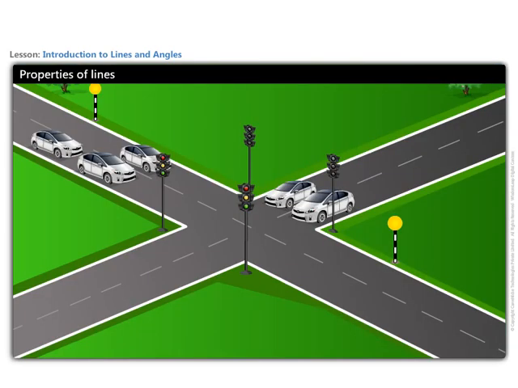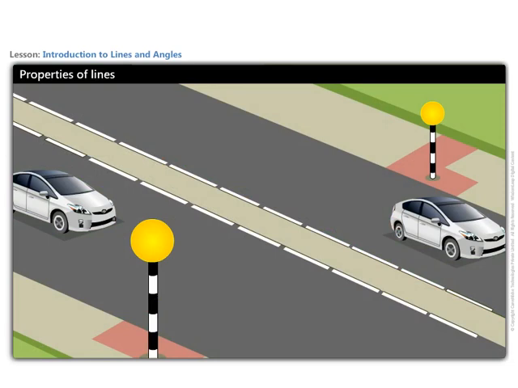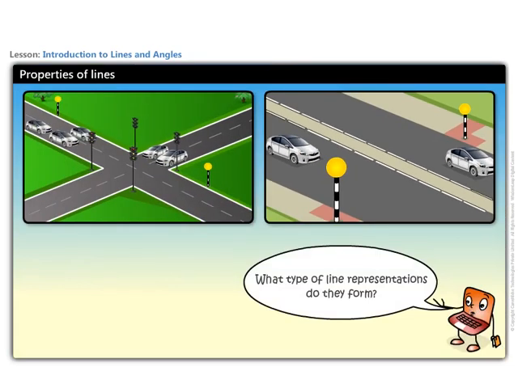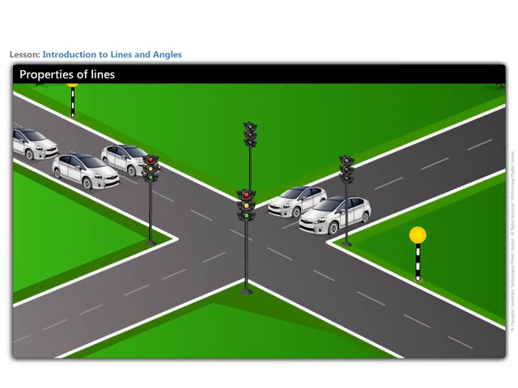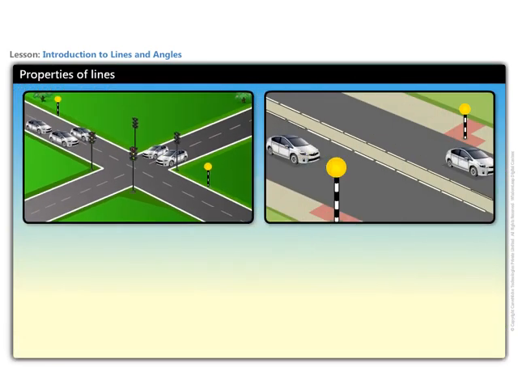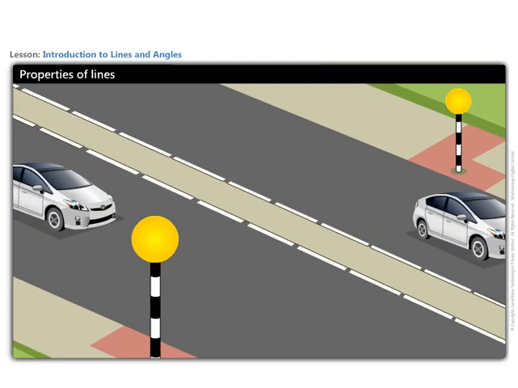We have come across traffic junctions at signals where two roads cross each other, or two one-way roads that allow flow of traffic in one direction. What type of line representations do they form? The crossroads at the traffic junction represent a pair of intersecting lines, whereas the two-way roads represent non-intersecting parallel lines.